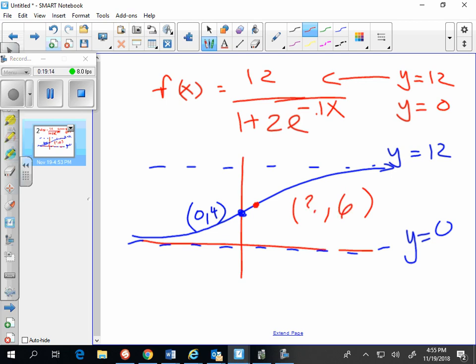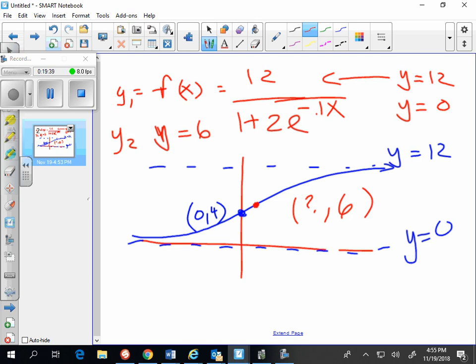Okay, and how do I find that value? Well, there's two things I can do. I can pull out my calculator, and I can graph f of x in y1, and I can graph y equals 6 in y2, and I can do second calculate intersect to find that point of intersection. But I could also do this algebraically.